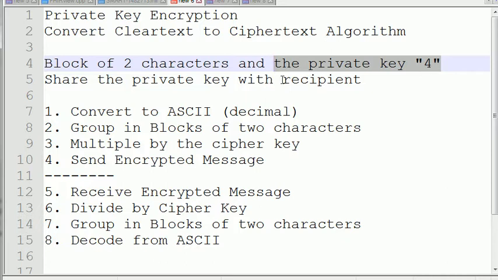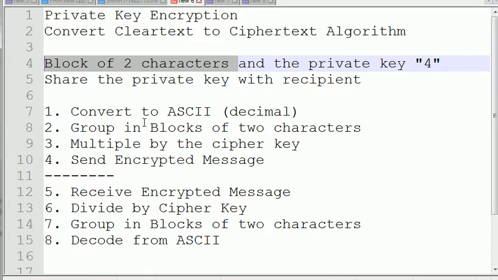All right. The other thing that we'll agree upon is that we're going to use blocks of 2 characters. We could use blocks in our message of 4 characters or 8 characters or 128 character blocks, and then encrypt them with the private key, whatever that is. So those are the two different values we have that we'll have to work with in our private key encryption scheme.